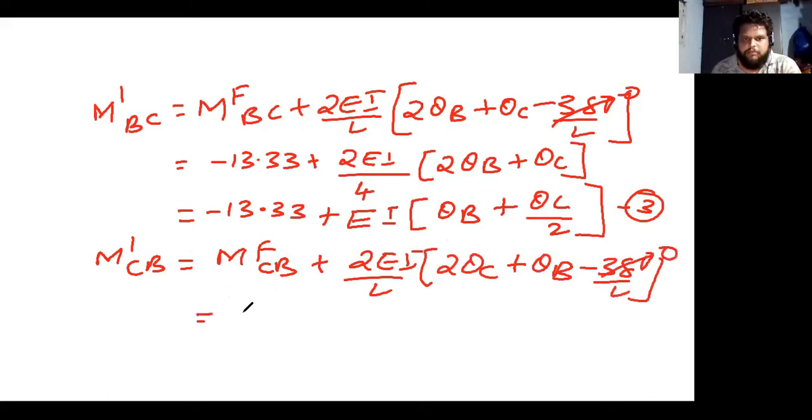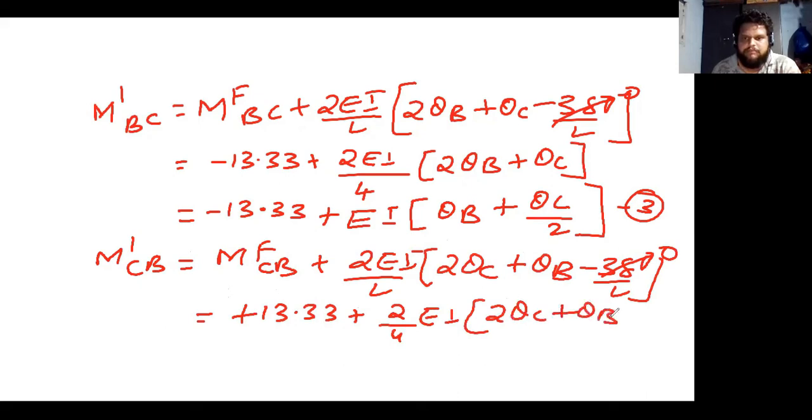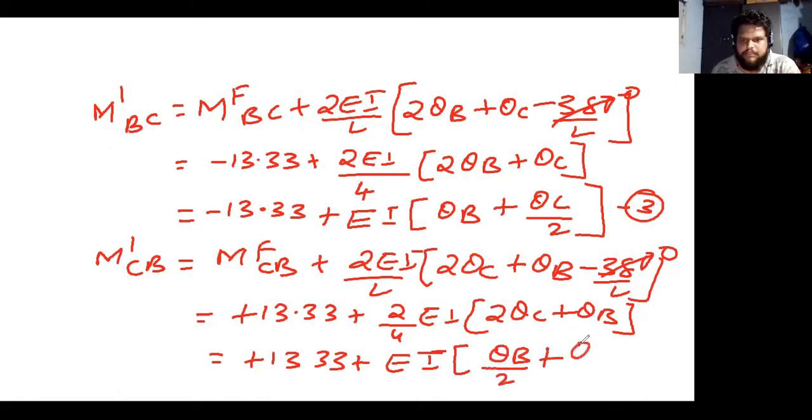Now how much is MFCB? Plus 13.33 plus 2 by 4 into EI into 2 theta C plus theta B. Okay, if I rewrite this equation, plus 13.33 plus EI into theta B by 2 plus theta C. This is equation number 4. So the second span is also completed. Next I'm going for the third span.